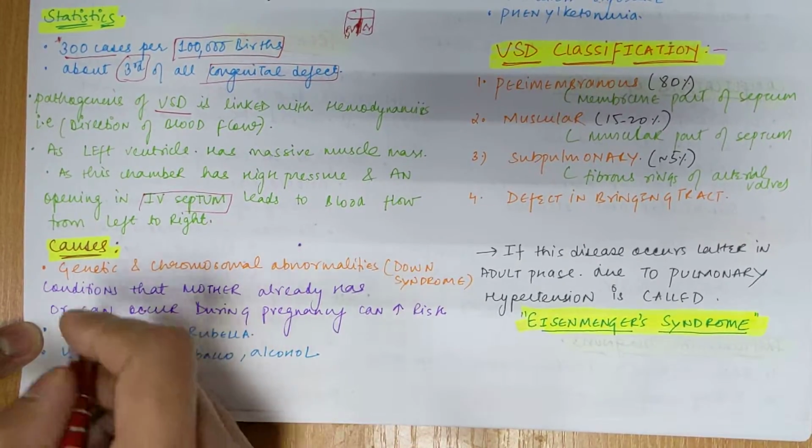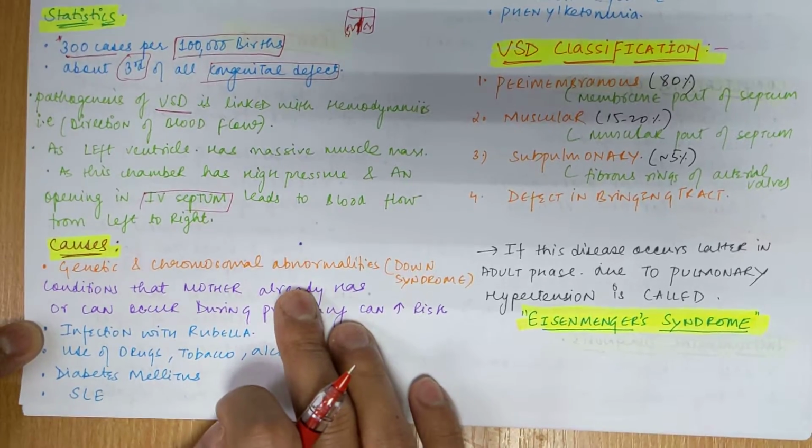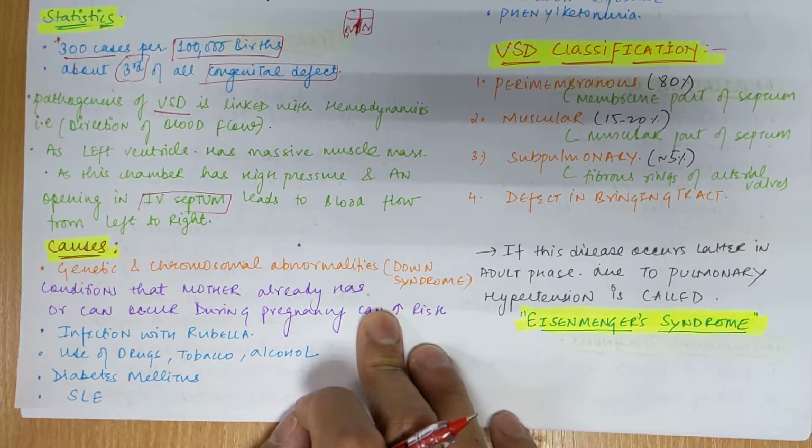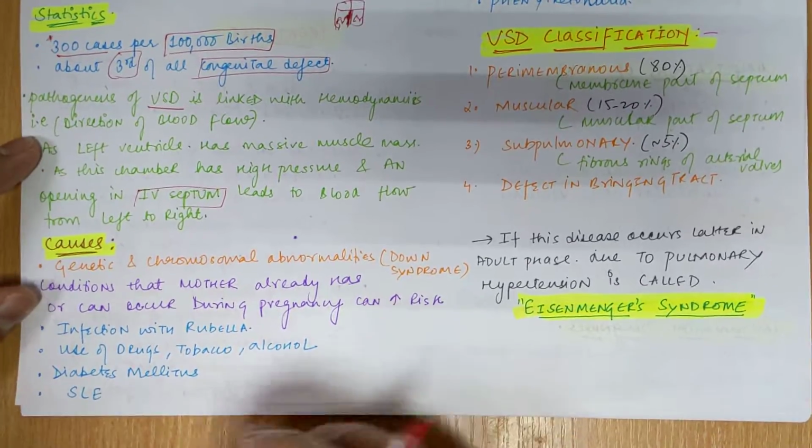Now, what can be the causes? The most common causes can be genetic, or chromosomal abnormalities in the case of patients suffering from Down syndrome. This is one of the most common pathologies.